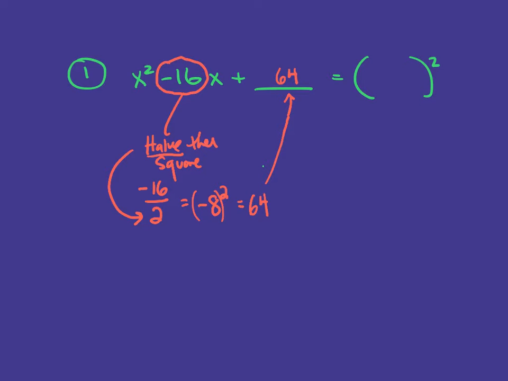And then on the other side, in the parentheses, basically what you're doing is you're just factoring this trinomial that we've got here. And just to give you a little shortcut, this is just going to be x and then whatever number that was when it was halved. So the half part is going to go over here. And since that's negative 8, we'll put that there. So 64 and then x minus 8 in the parentheses.